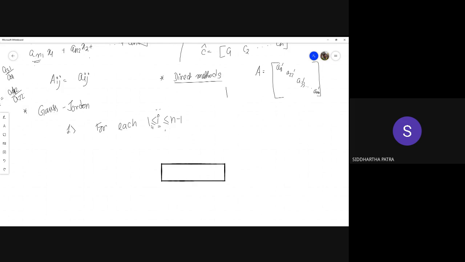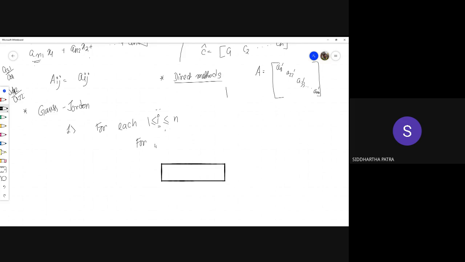Okay. So for each I going from 1 to n minus 1, okay, and actually in this case we would not even go for n minus 1. We would do the operation for all the n variables. Okay, for Gauss elimination we only had to do that elimination operation for n minus 1 variables, since the last equation had the coefficient of only a_nn. But for Gauss-Jordan elimination, we'll have to do that for all the n variables.